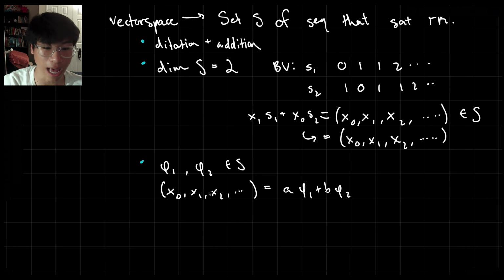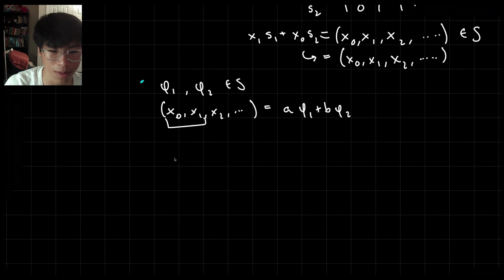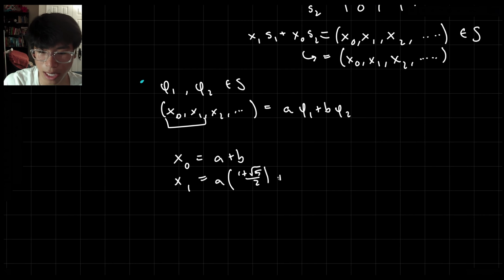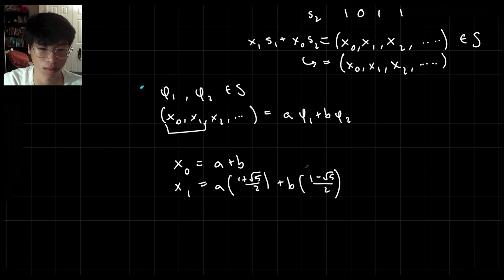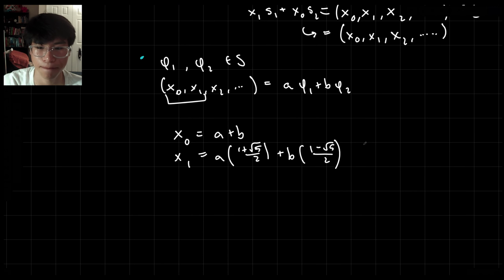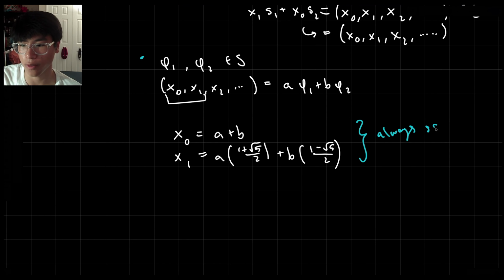In this case, we use the same idea that the first two elements of a sequence uniquely determine the rest of the sequence because of the Fibonacci recurrence. So we know that the first term x0 must be equal to a plus b, and that the second term must be equal to a times (1 plus the square root of 5) divided by 2, plus b times (1 minus the square root of 5) over 2. Now, you can solve this for yourself. We can even use matrix algebra here, but it turns out that this system is always solvable. You can always solve for a and b.